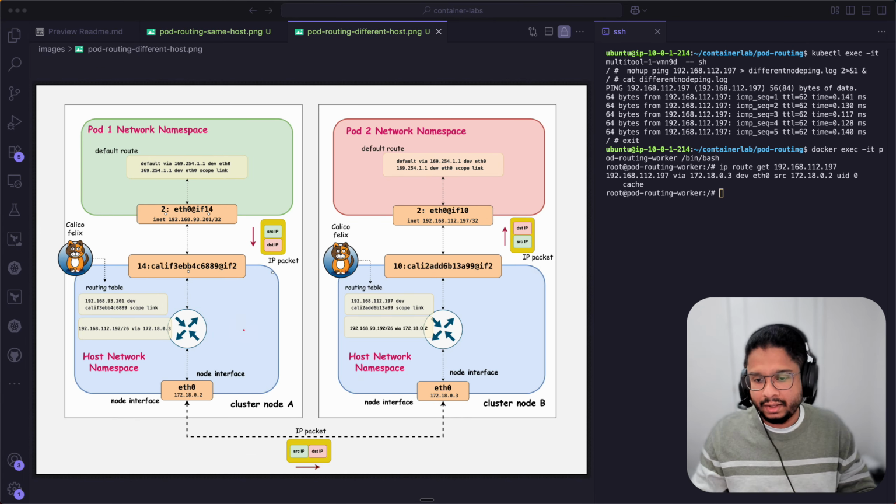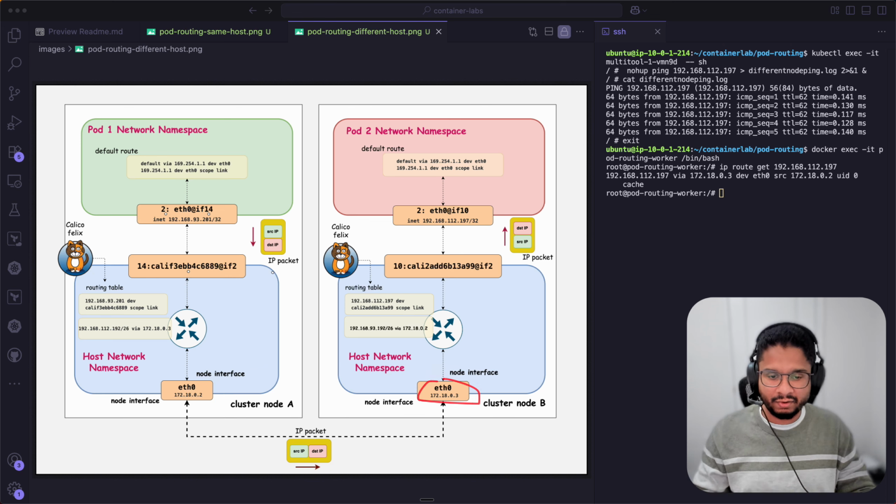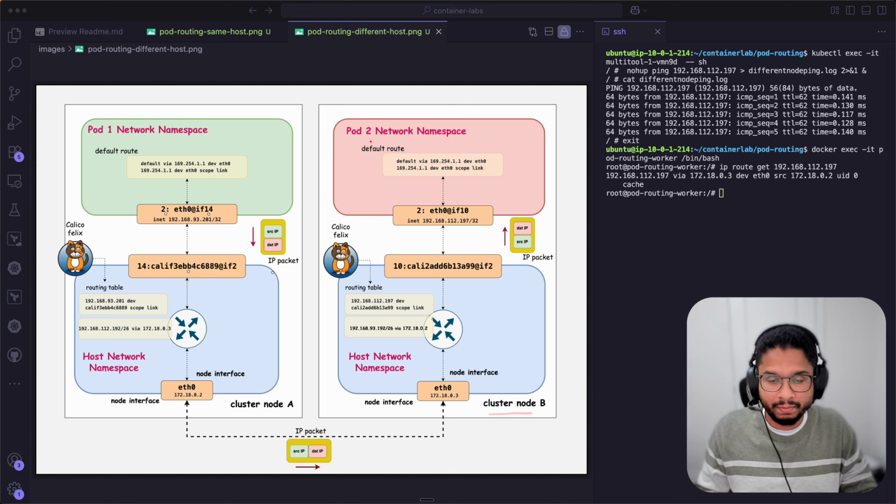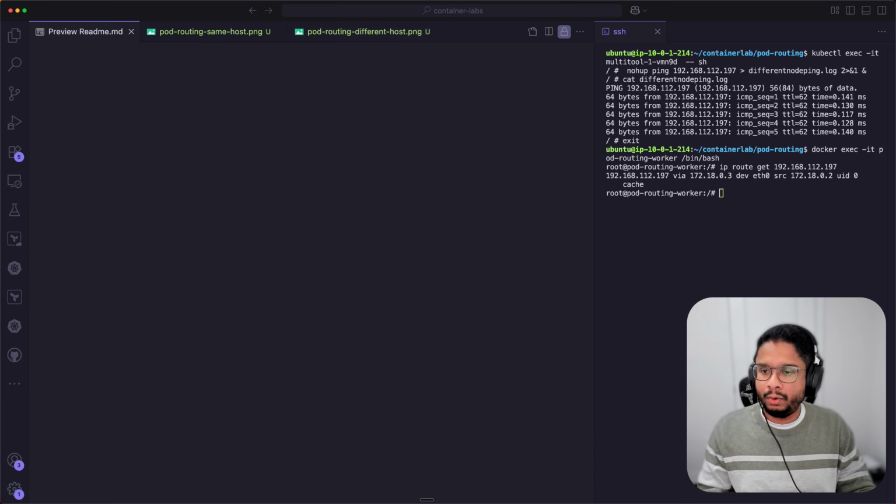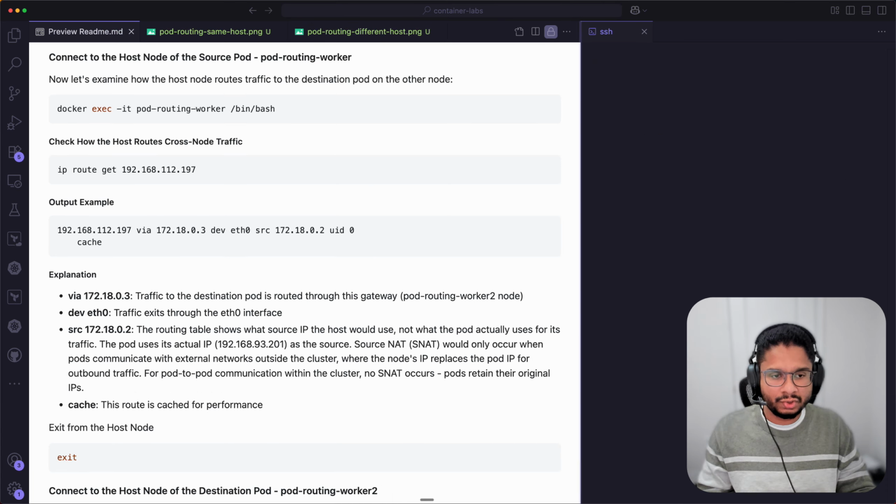So essentially, when this node receives the packet, it's going to send it out of its ETH0 interface to the ETH0 interface of the cluster node to which this pod belongs. All right. Now, what I can also do is just to show you.